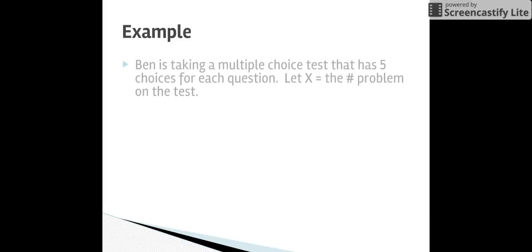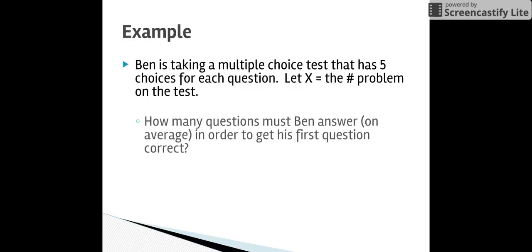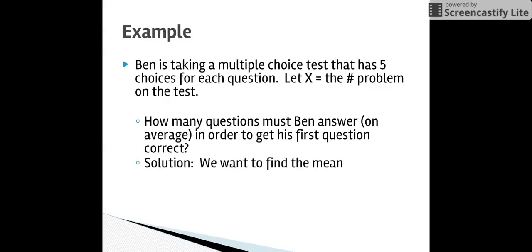In our final example, Ben's still taking this multiple choice test that he's guessing on. How many questions must Ben answer on average in order to get his first question correct? All they're asking for is to find the mean. That's going to be 1 over p. 1 divided by 0.2 is 5.